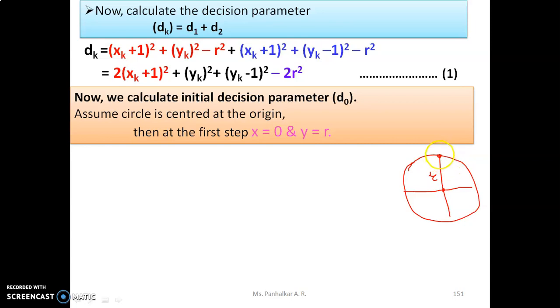So how will we find out these initial coordinates? That is nothing, the x value is 0. I have already told that we are considering the center point as 0 comma 0. So the x value is 0 and the y value is r. So we are plotting this pixel and finding the initial decision parameter, and then we go for the next pixel by using the next decision parameter. So let us calculate the initial decision parameter value.